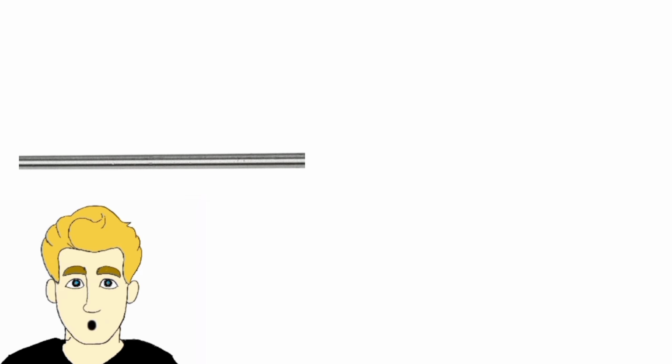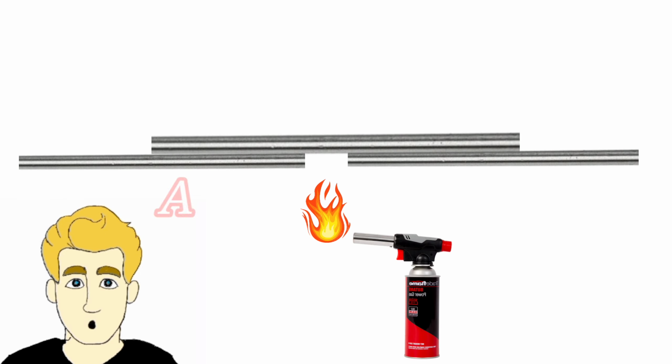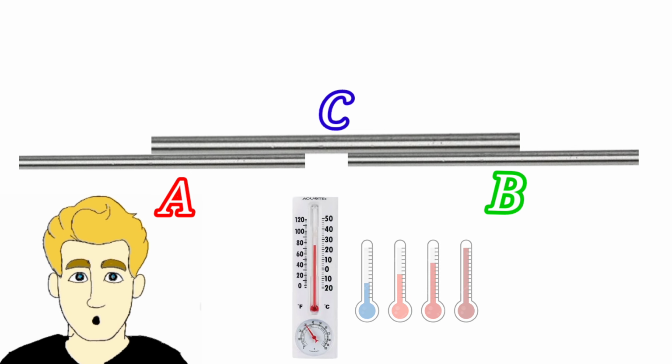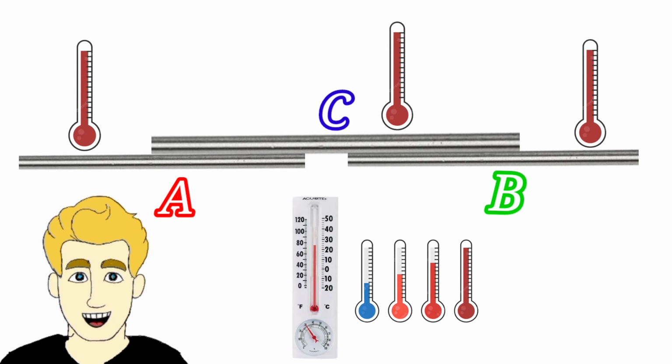Let's begin by heating 3 iron rods, labeled A, B, and C. We position rods A and B beneath rod C, ensuring they do not make direct contact. After heating, we measure the temperatures of all 3 rods, ensuring they are equal. Through experimentation, we can conclude that rods A and B are in thermal equilibrium with rod C.